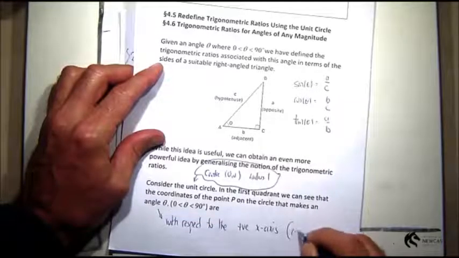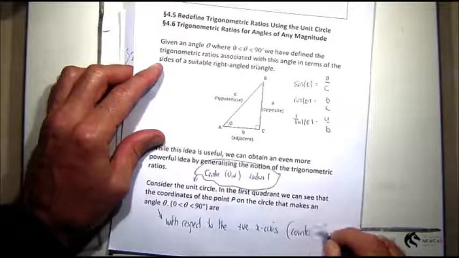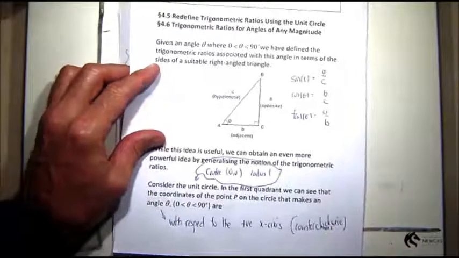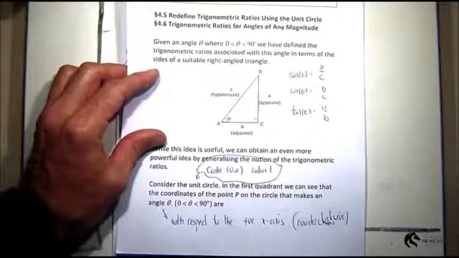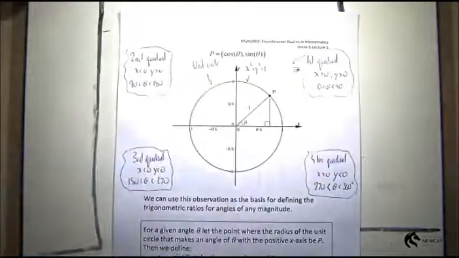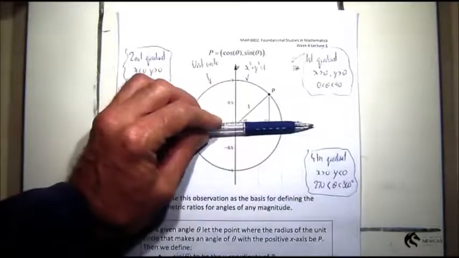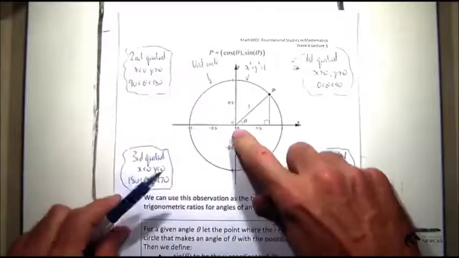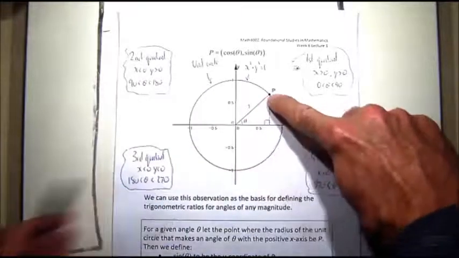And we're going counterclockwise. So if I can put that back here, with respect to that positive x-axis. So here's my angle theta, here's the positive x-axis, and I'm going counterclockwise, theta degrees, and I draw the radius, and there's my point P.